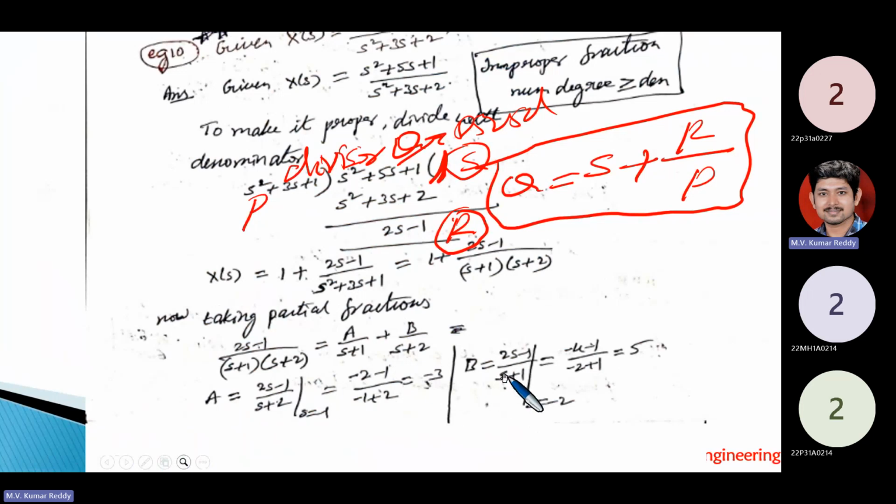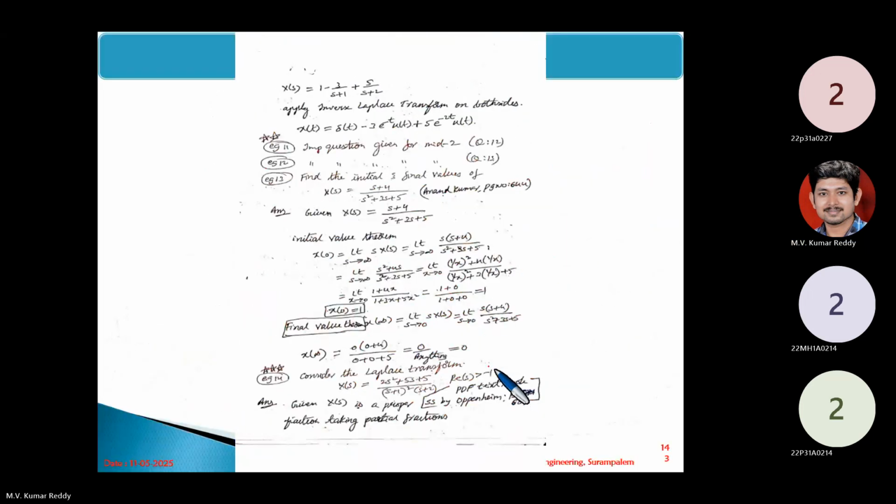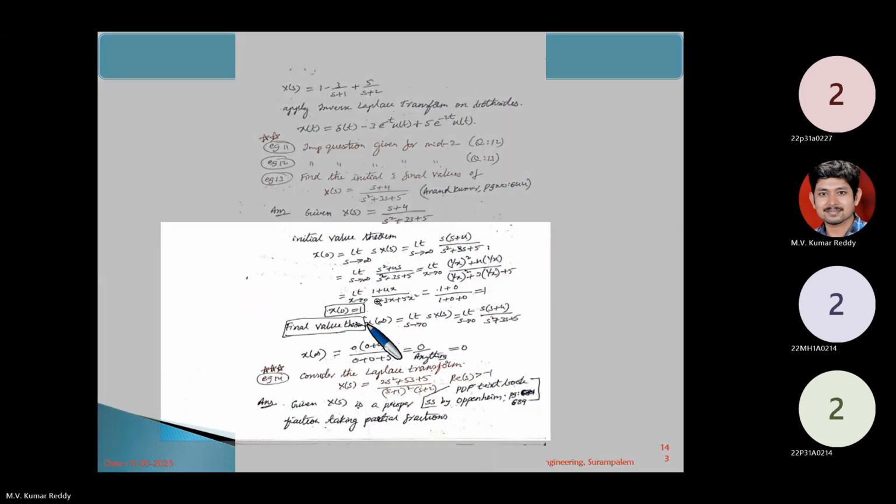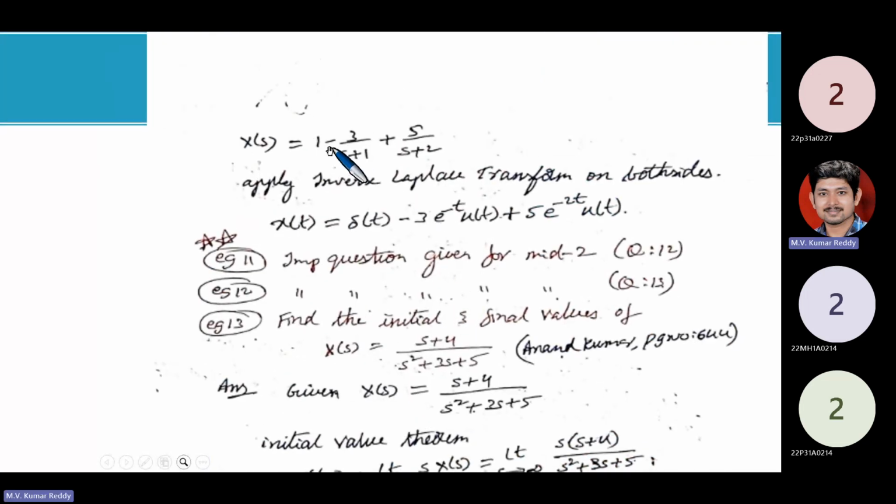Apply the partial fraction. This is method 1. Here we have the method 1 values: 1 minus 3 by s plus 1 plus 5 by s plus 2. For this one, what is the inverse Laplace transform? Minus 3 e power minus t u of t plus 5 e power minus 2t u of t. For the inverse Laplace of 1 is delta of t.